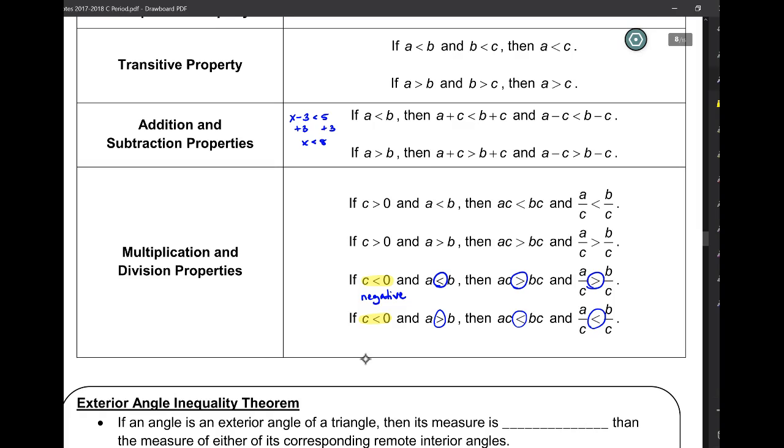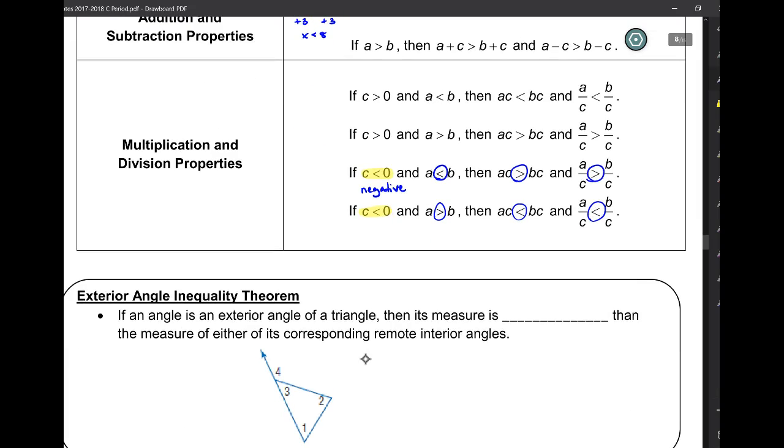Good? Nothing new. The only thing that might be new is the transitive property, but even that you've seen with equals. But why did you circle them? Oh, I just wanted to show you that it flips. The sign changes when you multiply or divide by a negative.